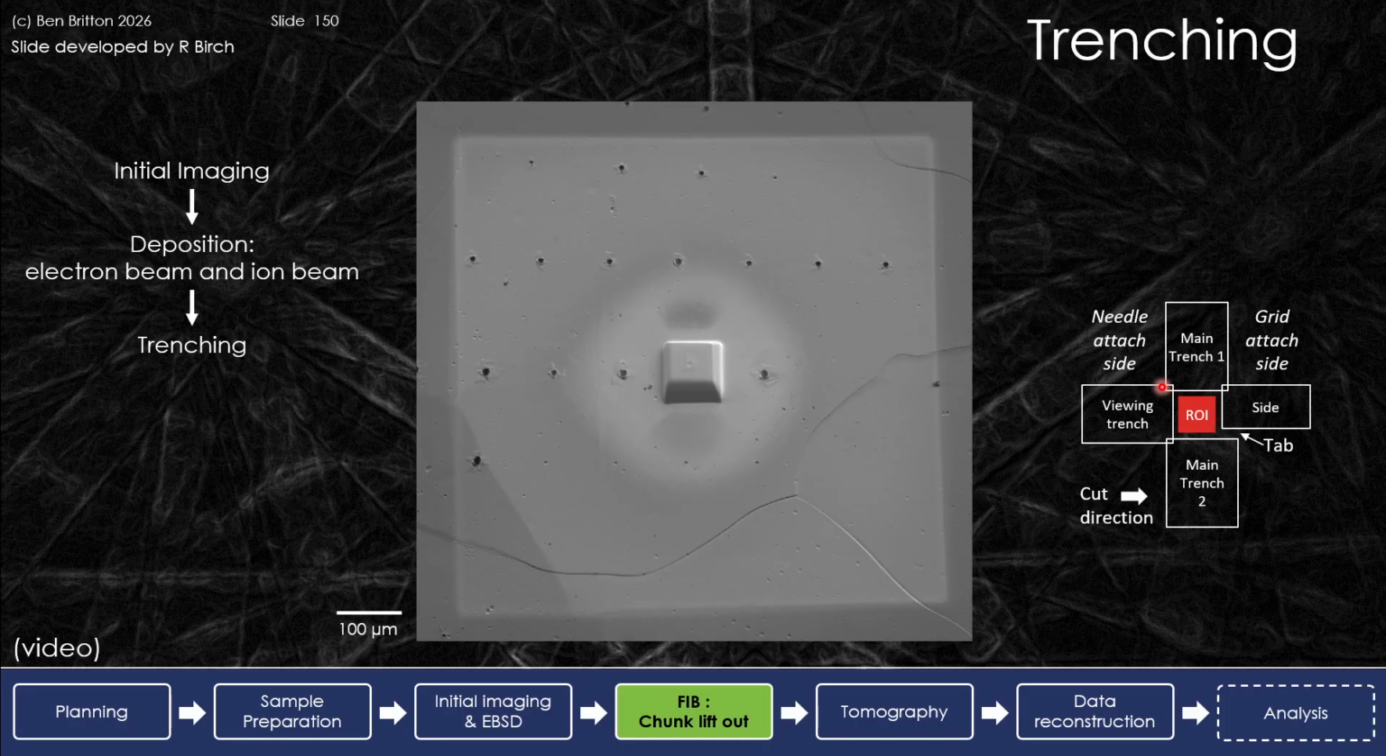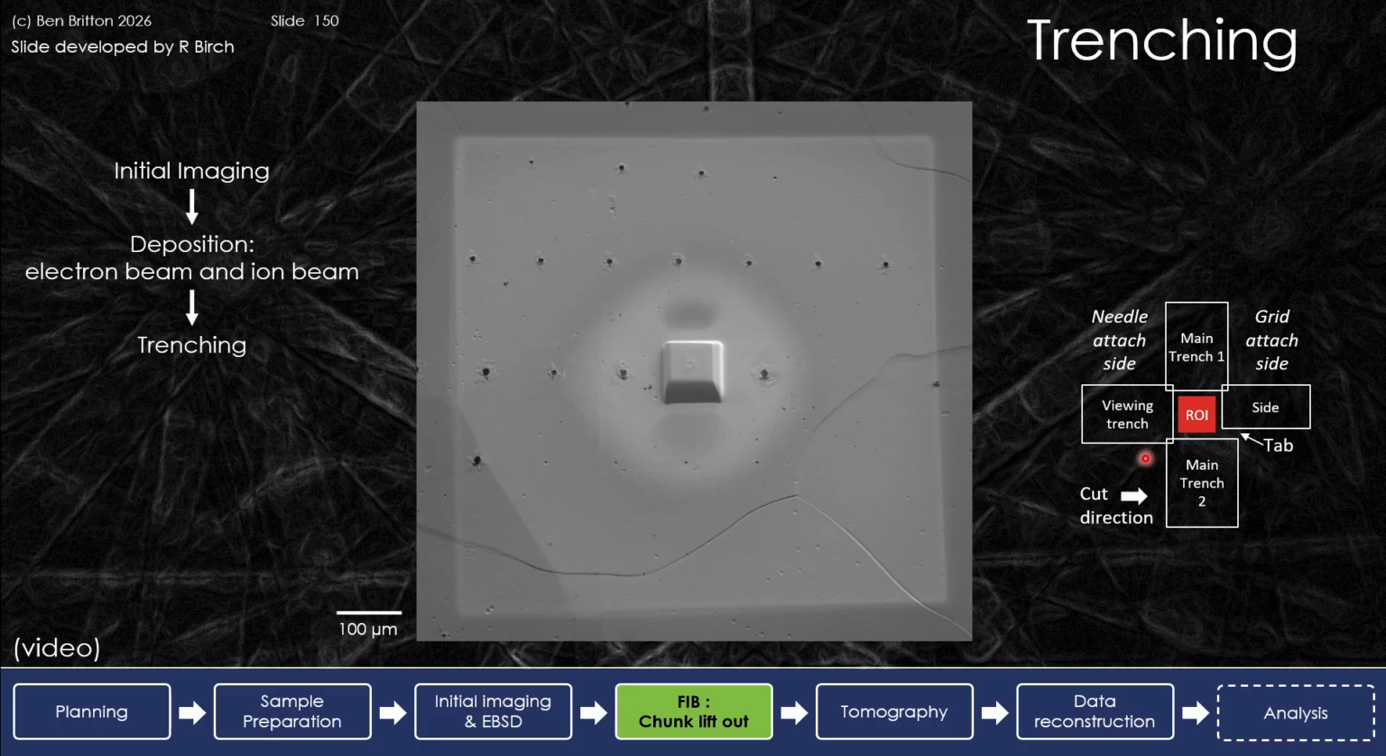Once we've done the deposition, we're then going to mill trenches, similar to our TEM-like lift-out. We're going to leave a fixed tab that we can then do a J-cut to release. We're going to do some undercutting of the region of interest, but we're going to create some trenches to free it, and we're going to have a viewing trench to enable us to look underneath as we do the undercuts around trench 1 and trench 2.